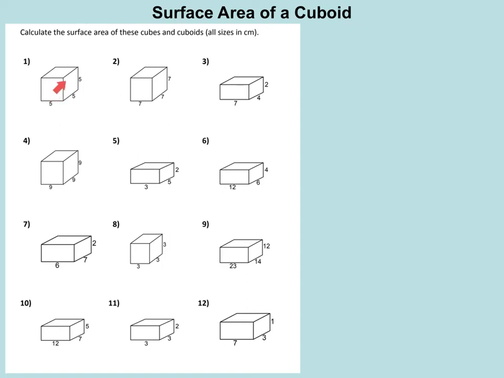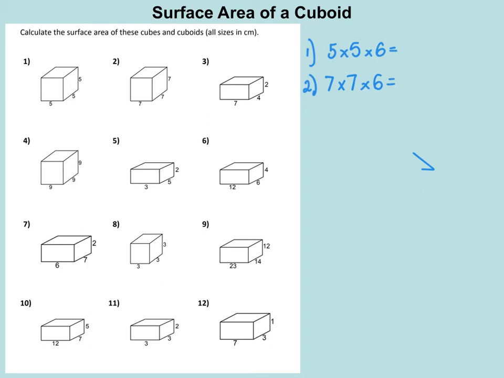So if you remember from the very beginning, a cuboid or a cube has got 6 faces. So this first one is actually very easy to work out. Each face is a 5 by 5 square and there are 6 faces in total. Now if you look at number 2, it has got 7, 7 and 7. Again, that's a cube. So each face is a 7 by 7 rectangle and there are 6 faces.